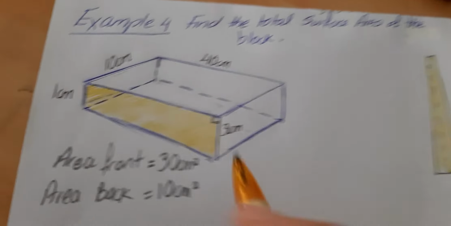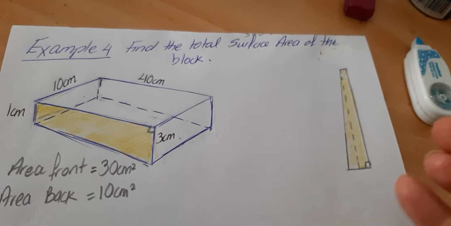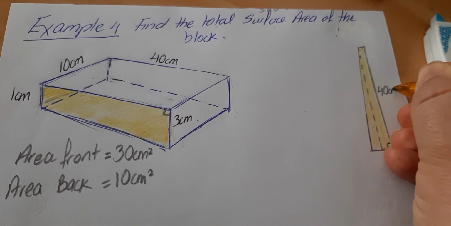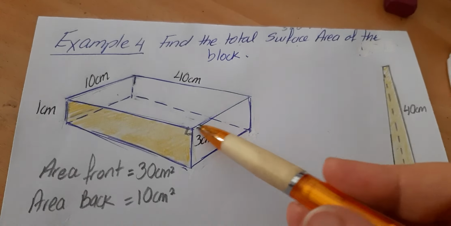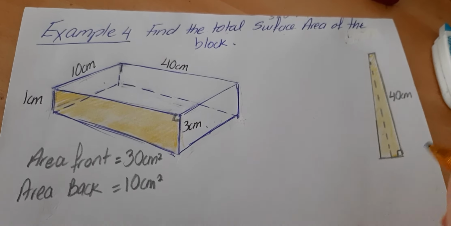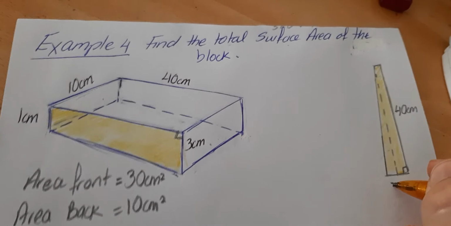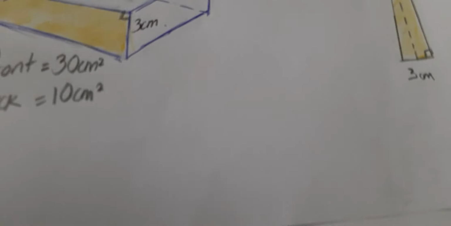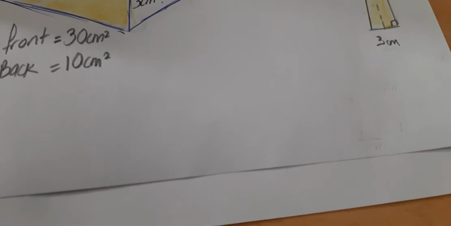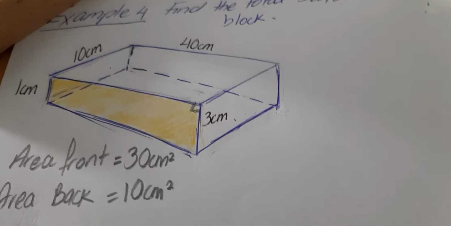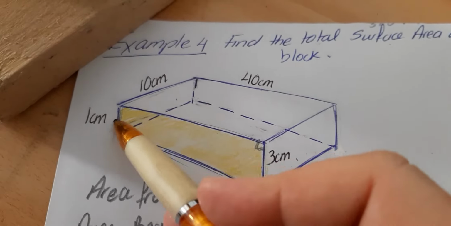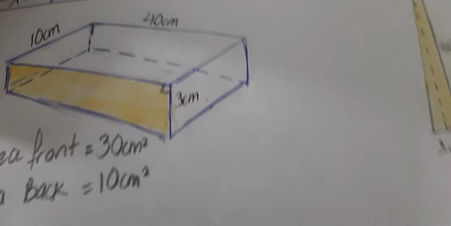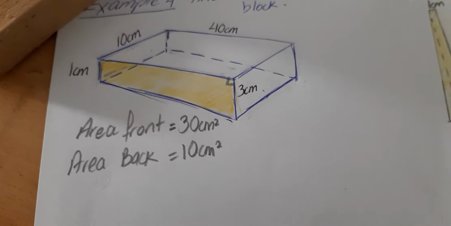If I turned it upwards, it would look like this. So this would be my 40 centimeter height, and this 3 here would be this underneath here, 3 centimeters. And this up here, this 1 centimeter here, would be this 1 centimeter here. So it's a trapezium.